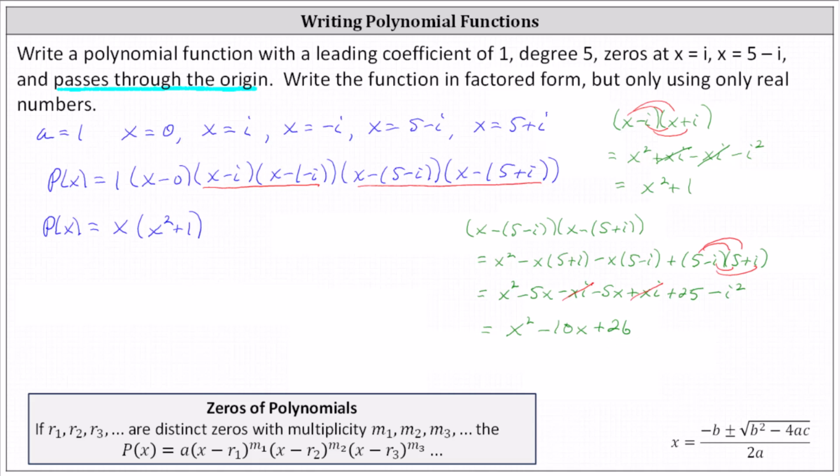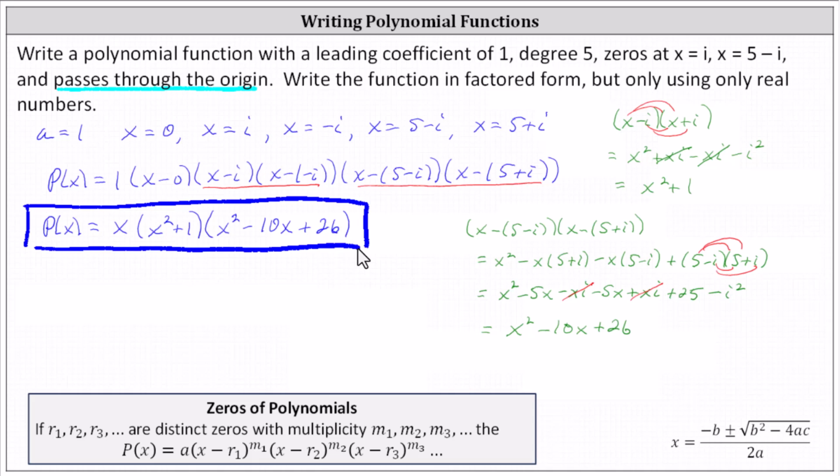Which means in factored form, the polynomial is x times the quantity x squared plus 1 times the quantity x squared minus 10x plus 26. And we were told we could leave this in factored form. If we wanted expanded form, we'd have to multiply this out. I hope you found this helpful.